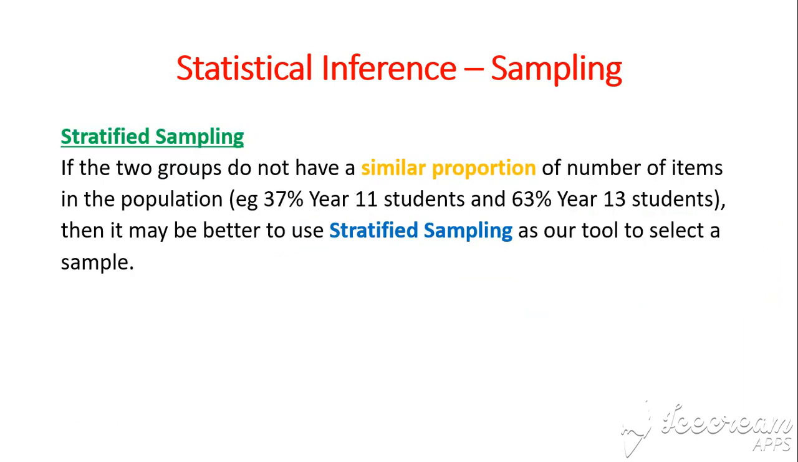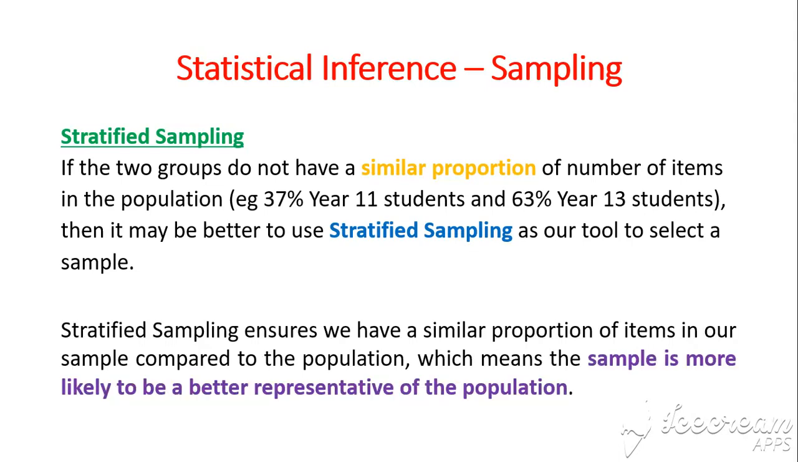All right, let's get into stratified sampling. Now, if the two groups do not have a similar proportion of number of items in the population, then it may be better to use stratified sampling as our tool to select a sample. Stratified sampling ensures we have a similar proportion of items in our sample compared to the population, which means the sample is more likely to be a better representative of the population. For example, 37% year 11s in a population, we want our sample to have about 37% year 11s.